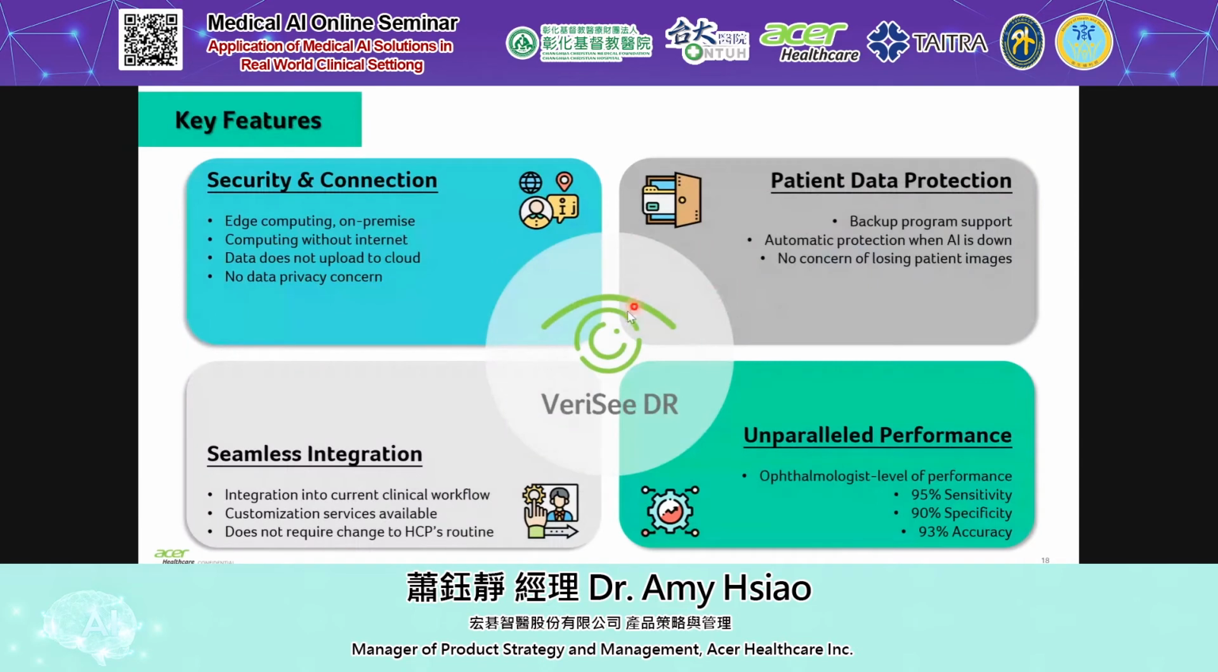So to summarize the key features of VeriSee DR, first, VeriSee DR uses edge computing so that it can do the analysis without requiring the internet, and you don't need to upload the images to the cloud, so there's no data privacy concern here. And second, VeriSee DR has a built-in backup program that automatically protects your data when AI is down, so you don't need to worry about losing your patient's images.